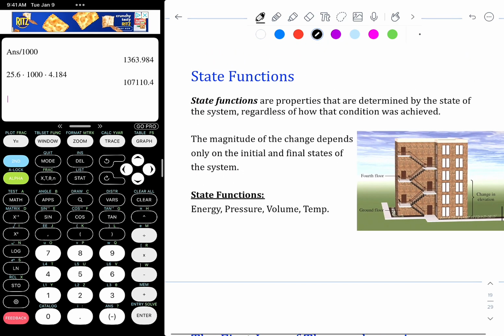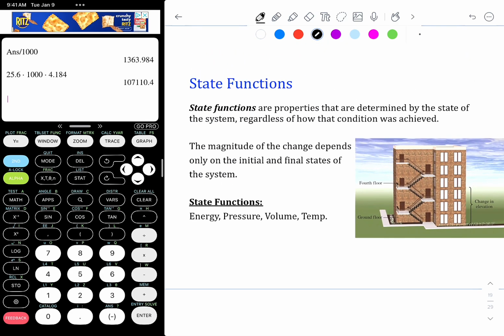So a few more definitions before we get into more of our lesson here. We need to talk about these things called state functions. State functions are properties that are determined by the state of the system, regardless of how that condition was achieved. The magnitude of the change depends only on the initial and final states of the system.